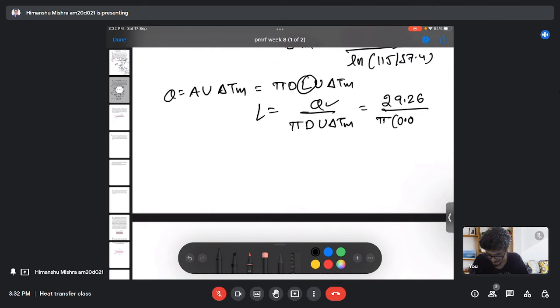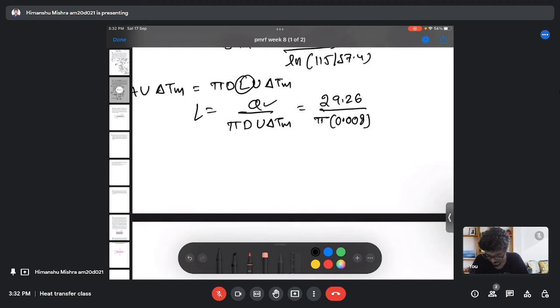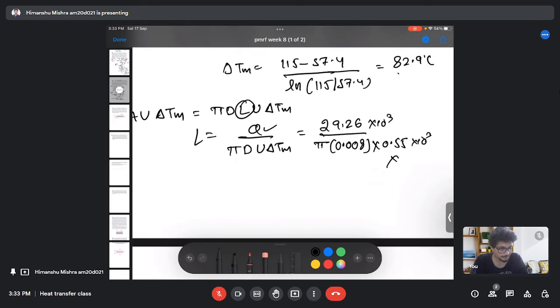The diameter is 0.08 meters. The overall heat transfer coefficient is 550, and my log mean temperature difference is 82.9. So on calculating, we will get the length of the heat exchanger as 25.5 meters.